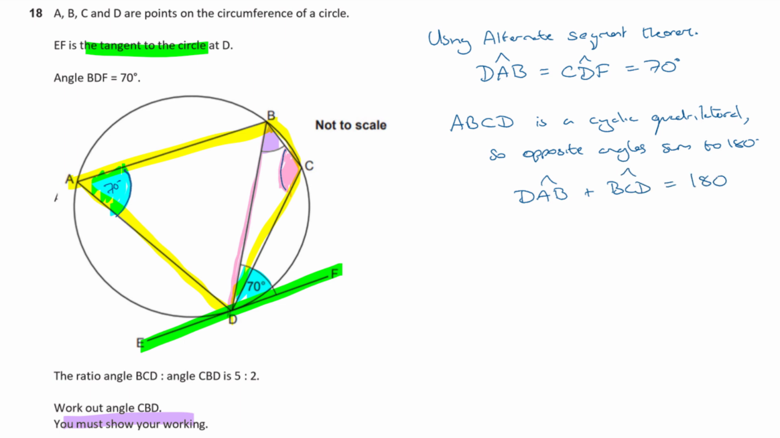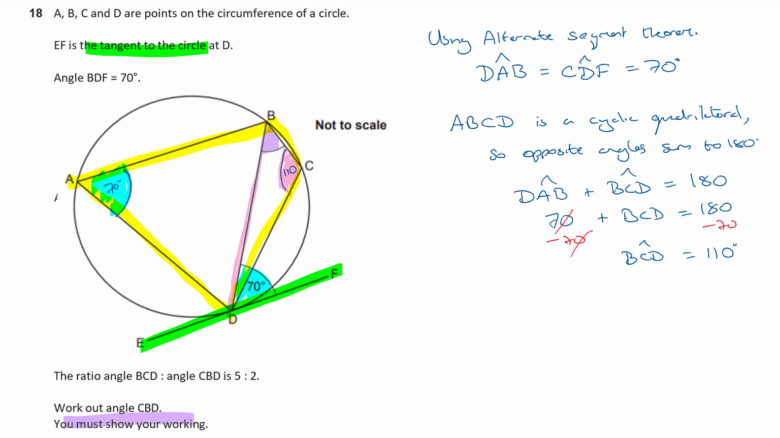Now I already know DAB, it's 70. So 70 plus BCD is 180. Taking 70 away from both sides, it's going to give me BCD by itself, isn't it? So angle BCD is equal to 110 degrees. Okay, so we now know that that's 110.